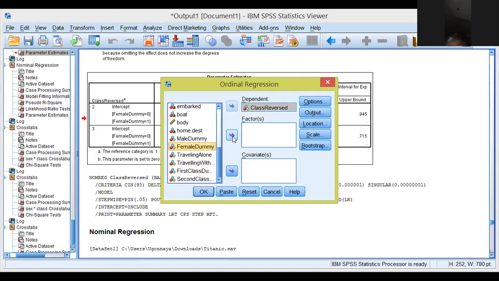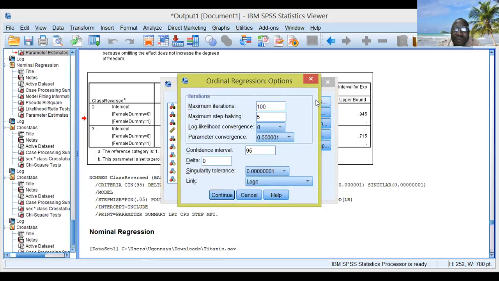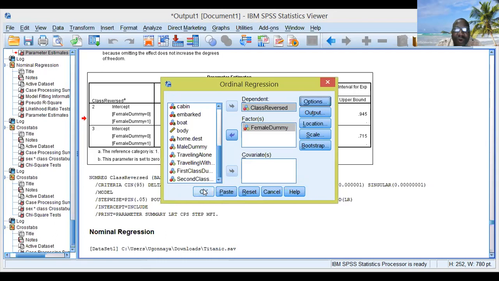Okay. Is that all? Yeah. Let's see what they have under the option. Okay, just continue. I just want to see. Continue. If you look at it, it's not asking for reference because you already coded it ordinally like that.